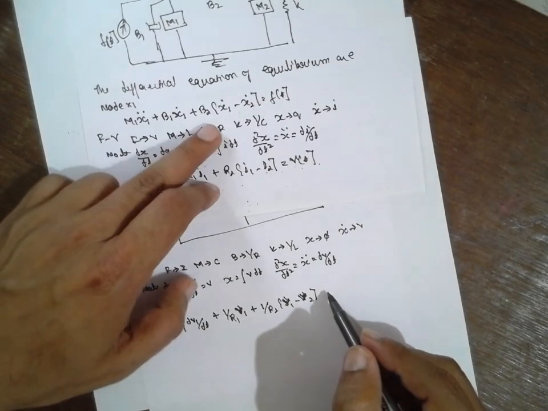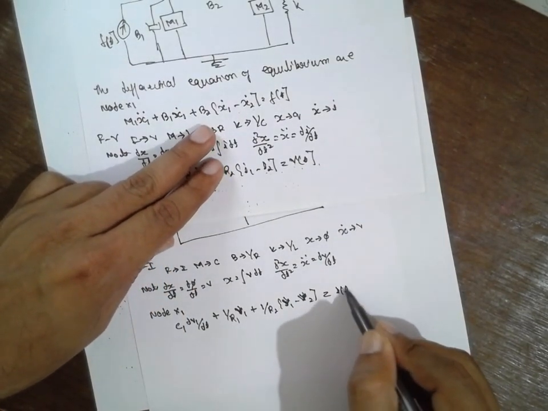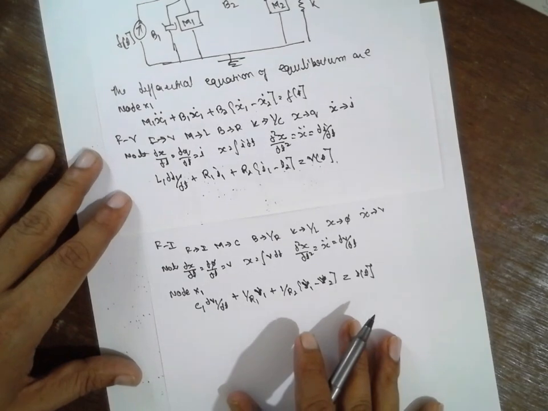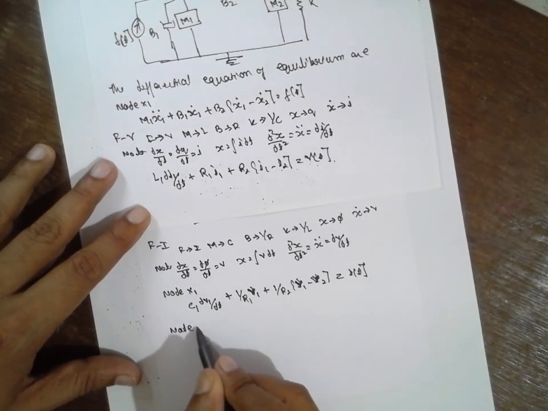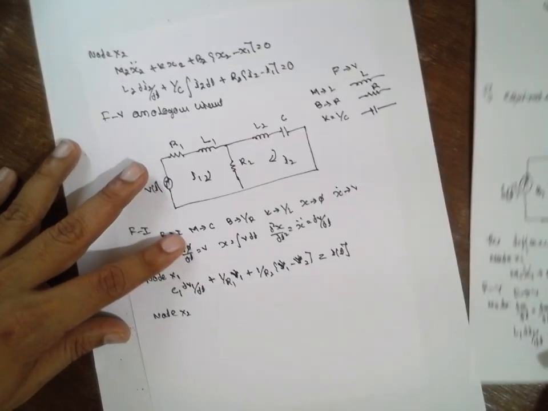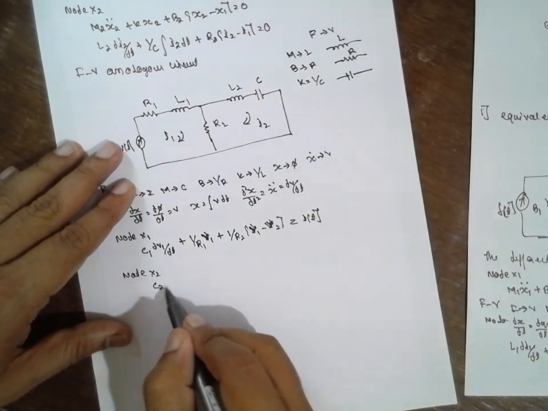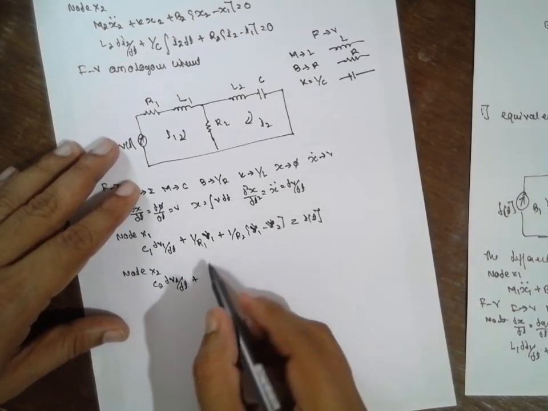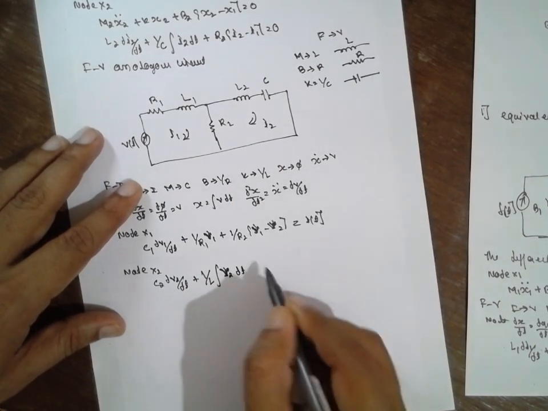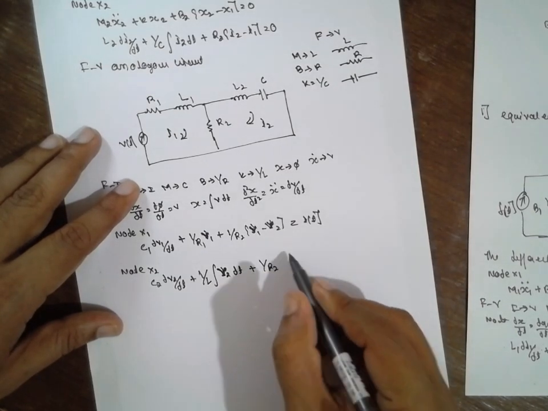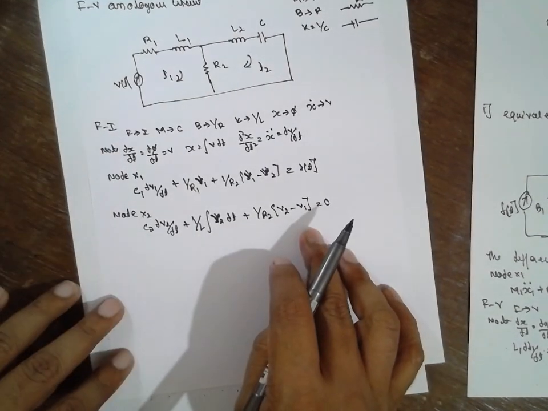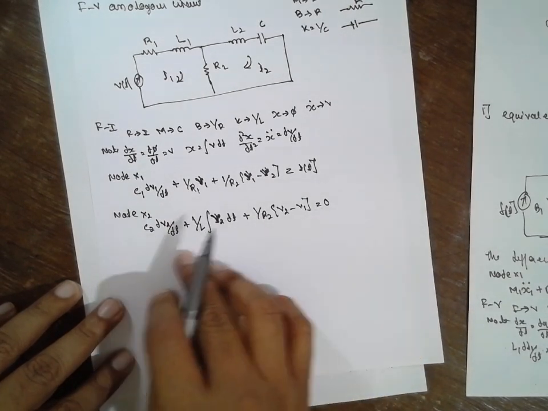Is equal to I of t. This is for node 1. Similarly, you have to follow for node 2. Node 2 is x2. This is the node 2. Replace it. M2 is nothing but C2 dV2 divided by dt plus K is nothing but 1 by L integration of V2 dt plus B is nothing but 1 by R2 (V2 minus V1) is equal to 0. This completes it in terms of the current analogy.